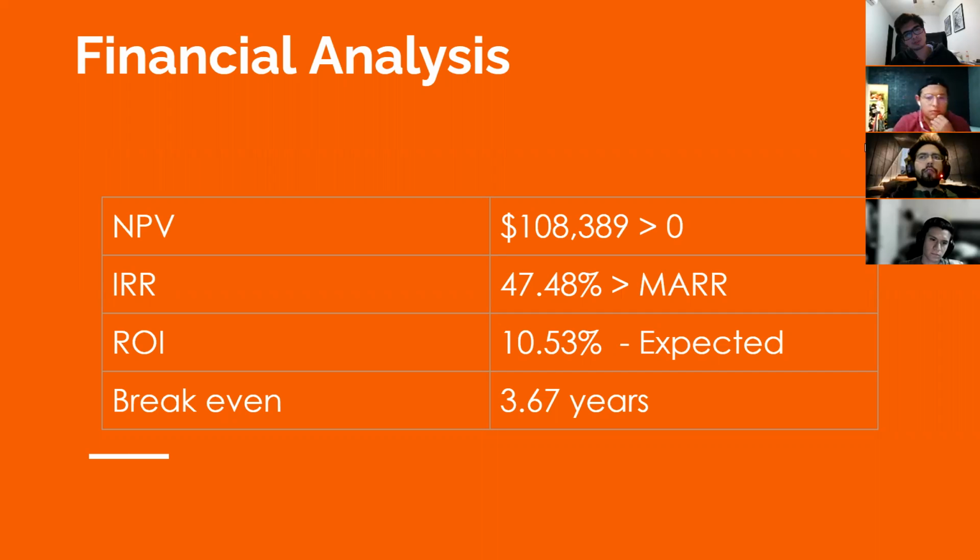For the internal rate of return, 47.48%, the criteria says that if the IRR is greater than the MARR or the cost of capital, again, the project is economically acceptable. To calculate the return of investment, the benefit of an investment is divided by the cost. The result is expressed as a percentage or ratio. It was expected to be around 10%. With this analysis, the break-even is in the year 3.67, which is acceptable for a project this big, considering the initial investment is of 100,000.